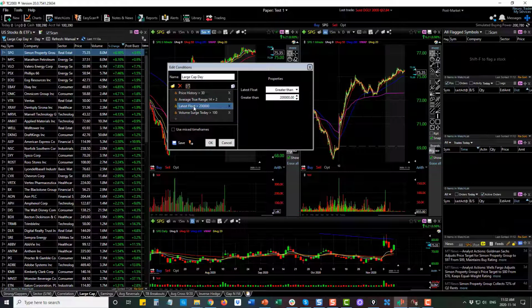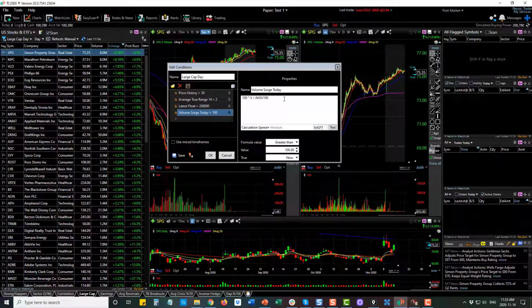So you see latest float is greater than 200 million, okay. And then volume surge is over 100% of the average volume. Now you may get some different stocks in here. You may find different stocks in TC2000 sometimes with FinViz. It has a lot to do with their float scanners.